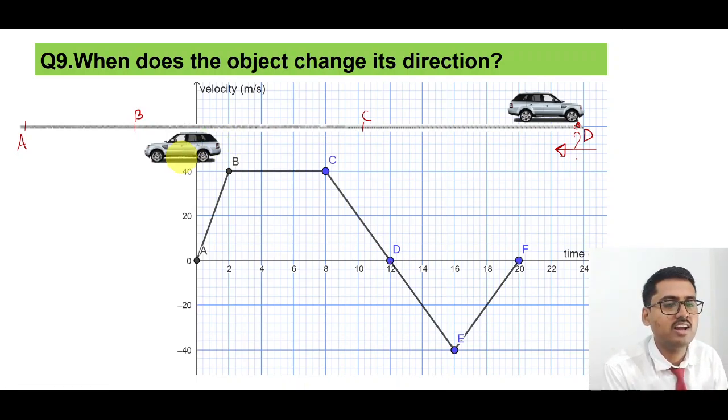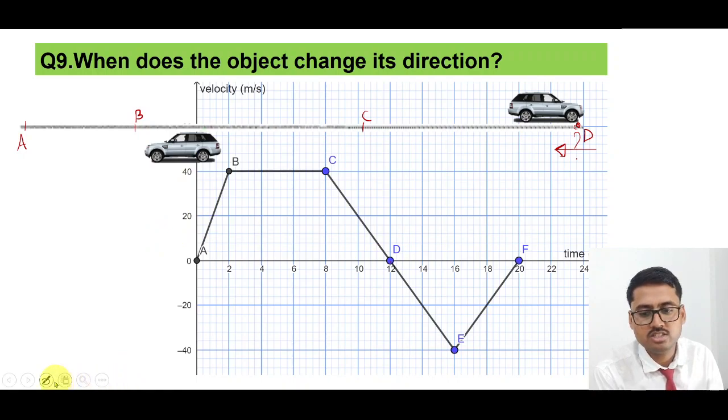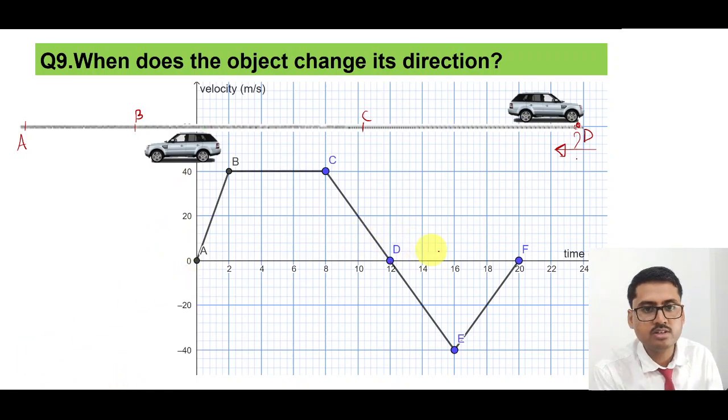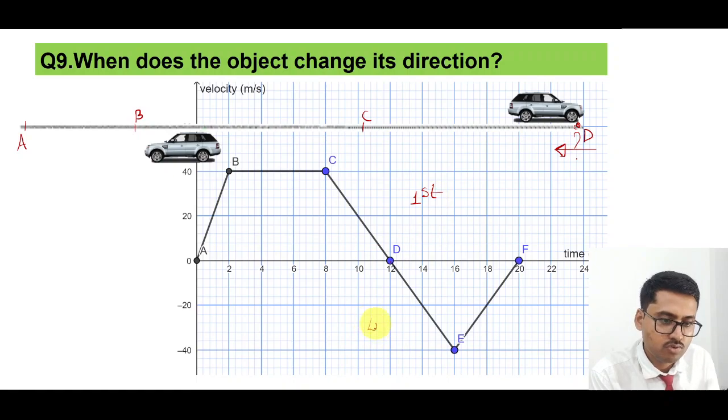Why and how can we remember this? Just remember the concept over here. Wherever the graph crosses from the first quadrant to the fourth quadrant, that point shows change in direction.